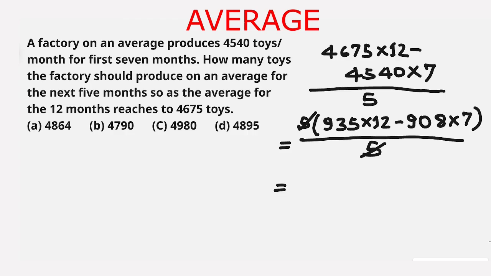So this is equal to 12 times 935. So 12 times 5 is 60. We write 0 and carry 6. 12 times 3 is 36, plus 6 is 42. We write 2 and carry 4. 12 times 9 is 108. 108 plus 4 is 112.